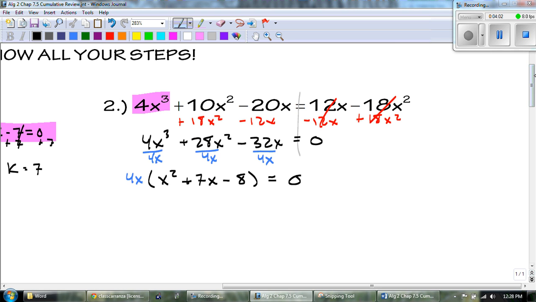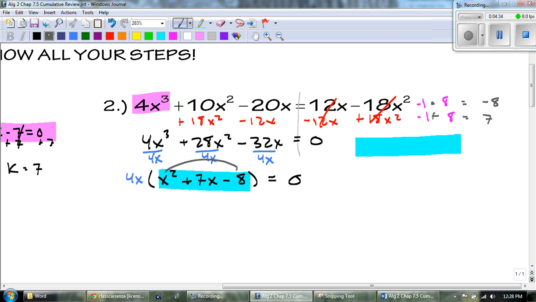Now, we're not done because I still have to factor this, okay? So I'm going to do some of this side work over here. I'm looking for numbers that multiply to get to negative 8 and add to get to a positive 7. I'm going to move this just up here. And those numbers are going to be what? Yeah, negative 1 and 8. So when I start to factor this off to the side, we have x squared minus 1x plus 8x minus 8.